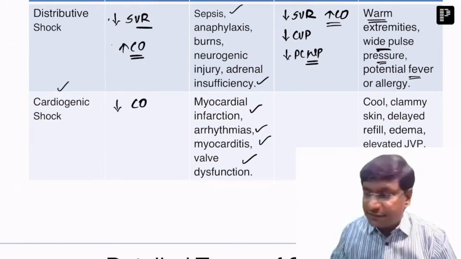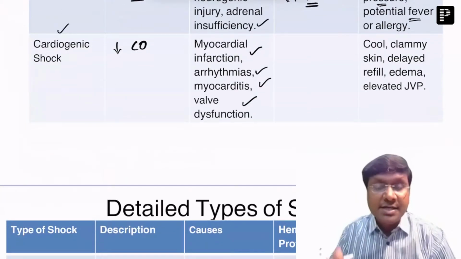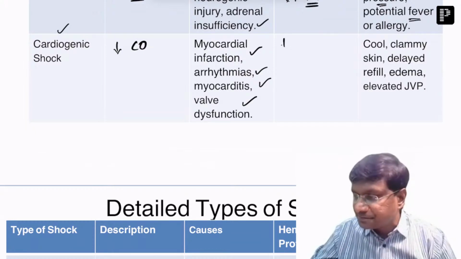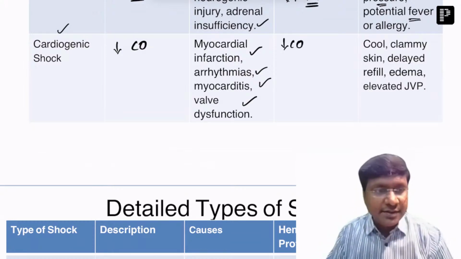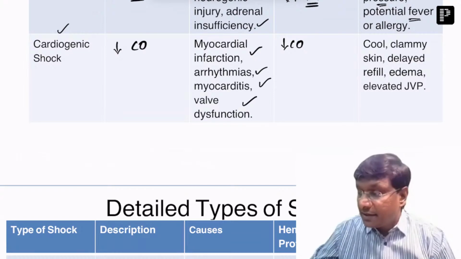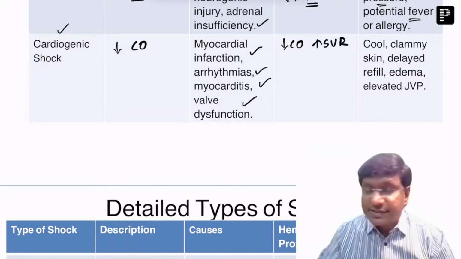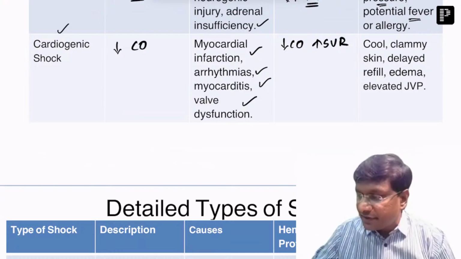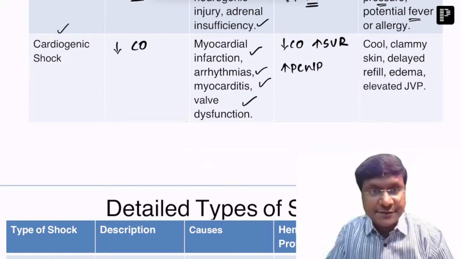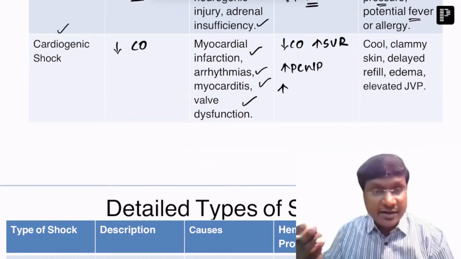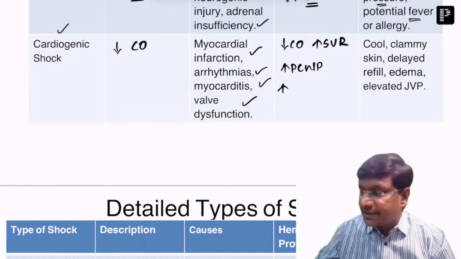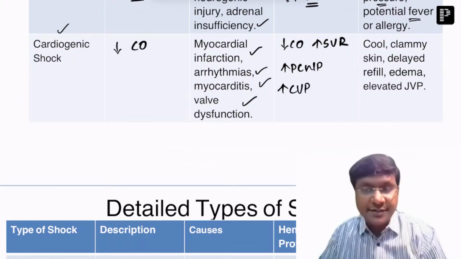Now, the very important part of the discussion is the hemodynamic profile. If you take the hemodynamic profile in case of the cardiogenic shock, there will be decrease in the cardiac output, and there will be increase in systemic vascular resistance as a compensatory phenomenon. There is a backflow of blood because of left ventricular failure. There will be increase in the pulmonary capillary wedge pressure. And at the same time, right-sided heart failure is also one of the etiologies for cardiogenic shock, and thereby your central venous pressure is elevated.